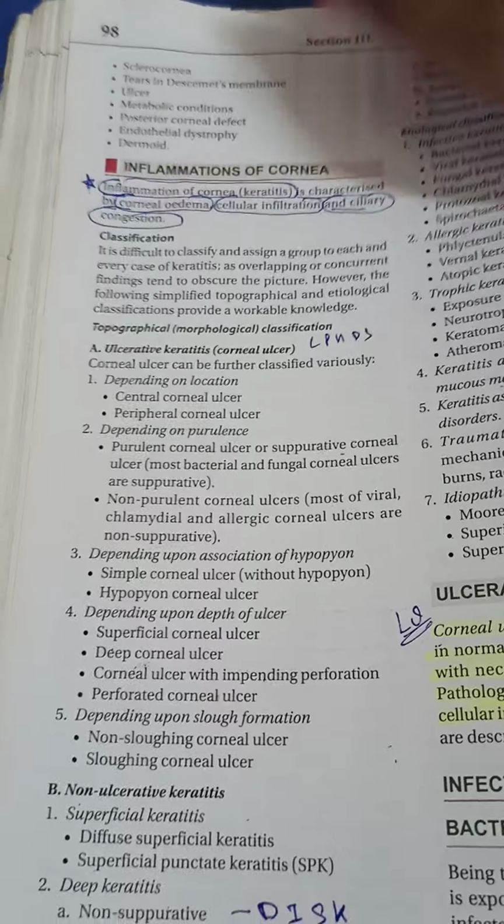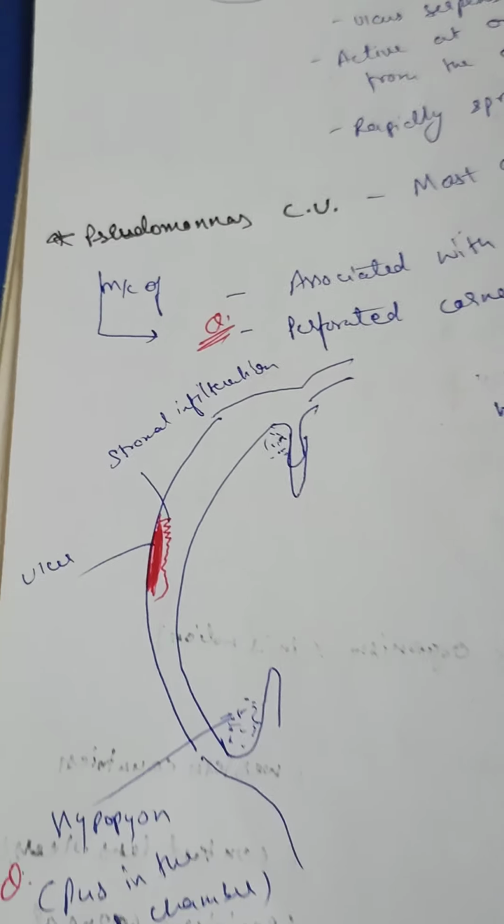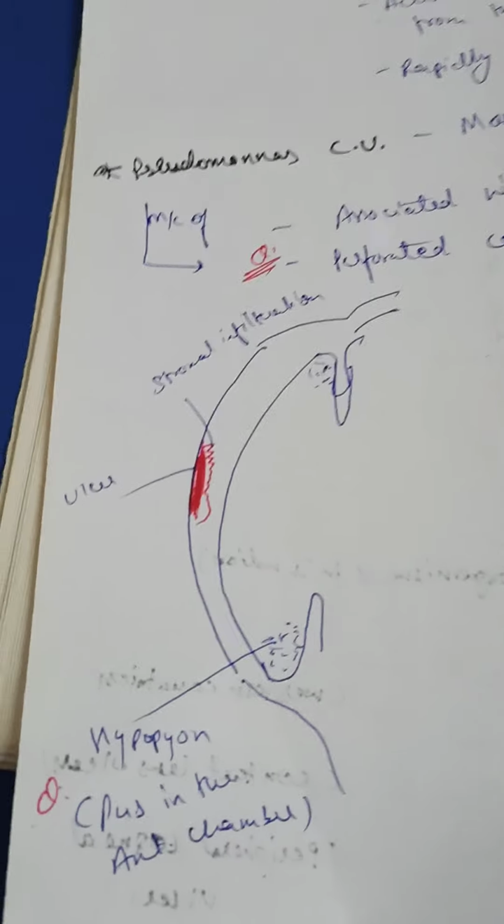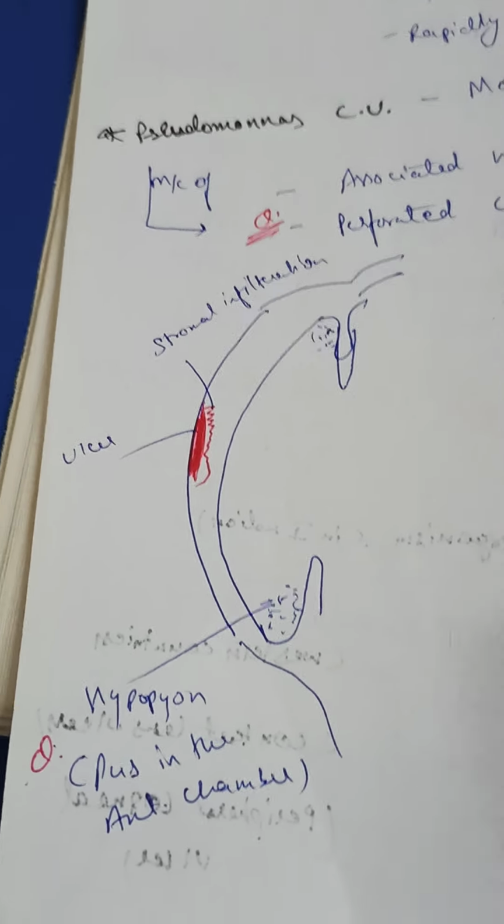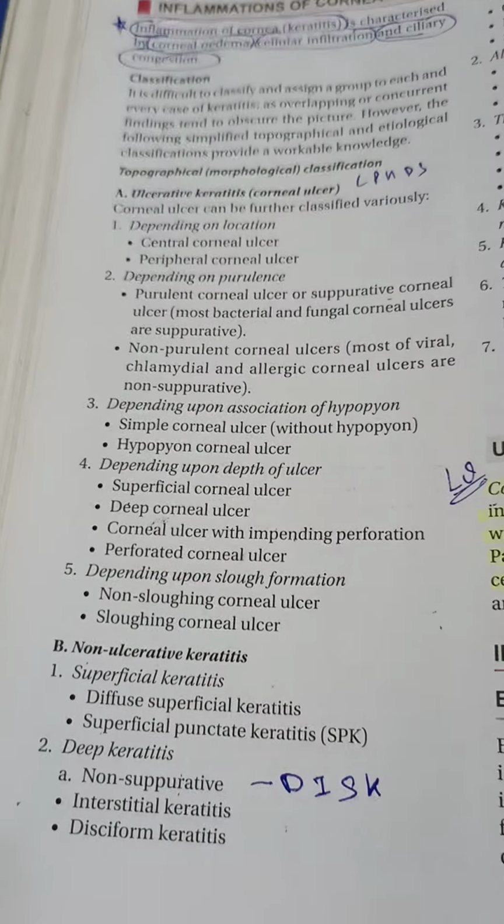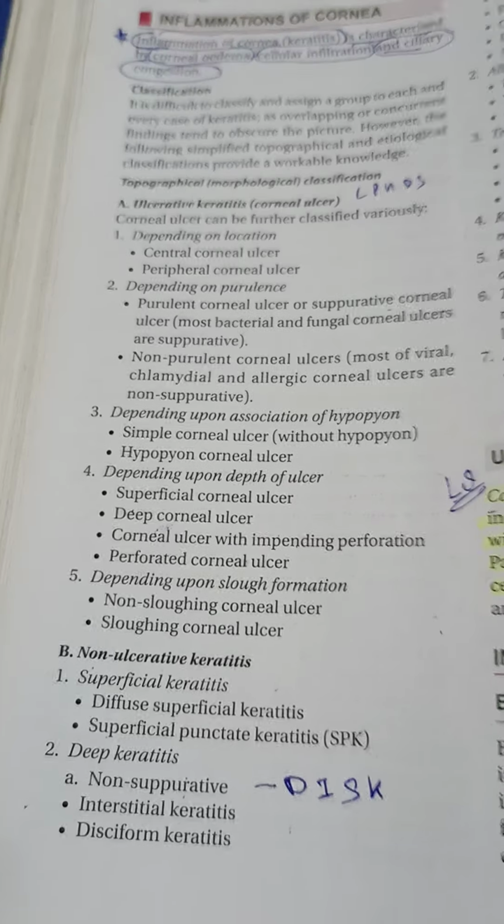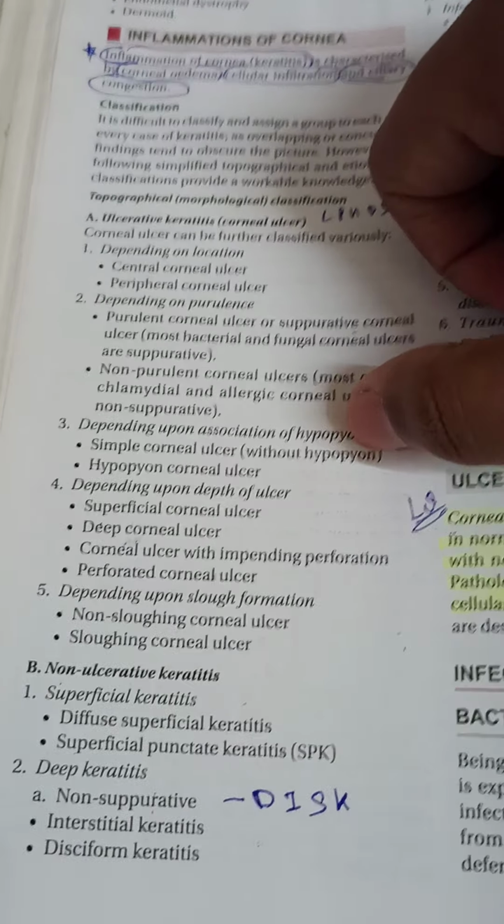Depending upon the hypopyon. And what is hypopyon? Any pus in the anterior chamber of the eye is known as hypopyon. So, if hypopyon is present, then it is hypopyon corneal ulcer. If it is absent, then it is known as simple corneal ulcer.